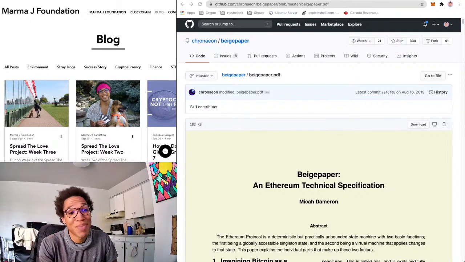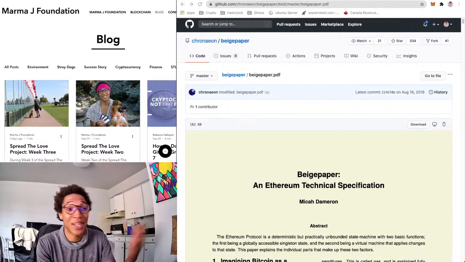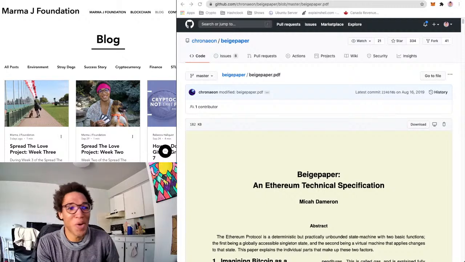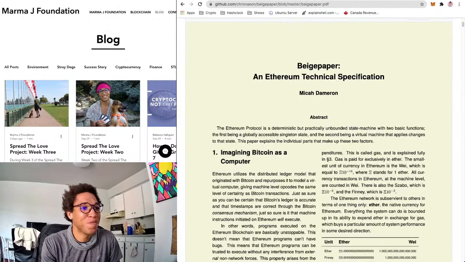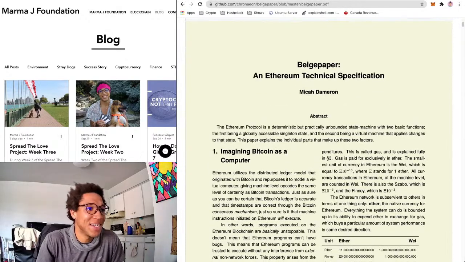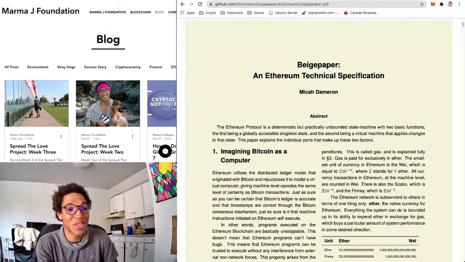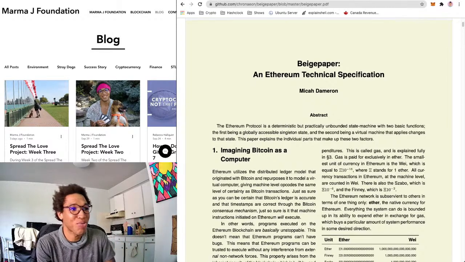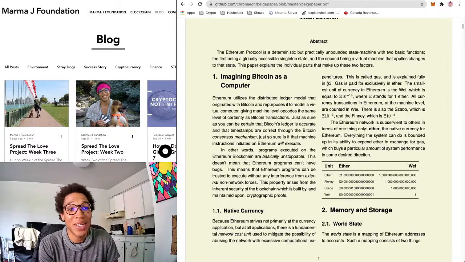Also, if someone else happens upon this, they might learn that at least there's an Ethereum beige paper to go read. Watching me go through it probably won't be that helpful. But I guess Micah Dameron wrote this, so thank you to that person. I appreciate it, because it was actually quite easy to go through. So I'm just going to go through it.